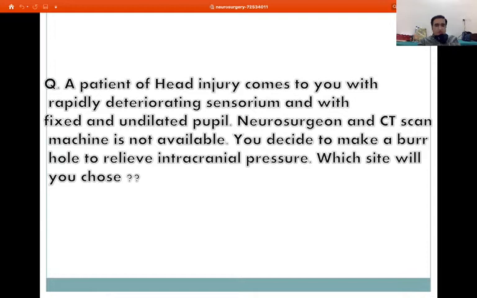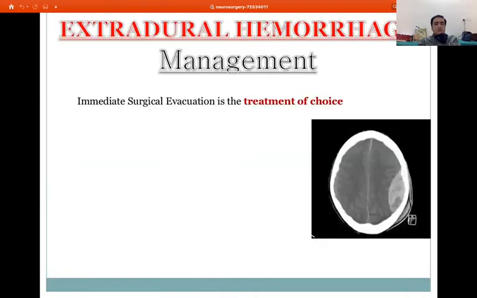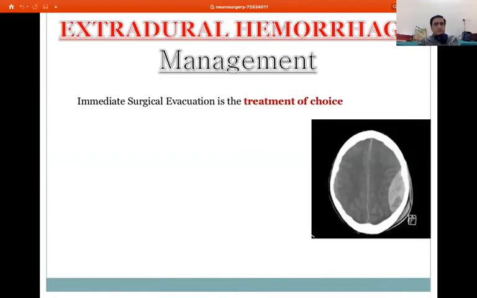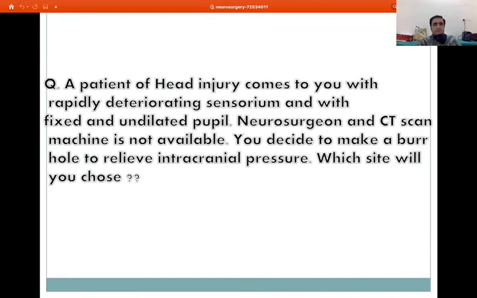As we said, the most common site is the temporoparietal region, and the most common cause of bleeding is the middle meningeal artery. So we make the burr hole in the temporoparietal region. If there is any blood, we can remove it and relieve the intracranial pressure, which gives the patient some time until definitive management.